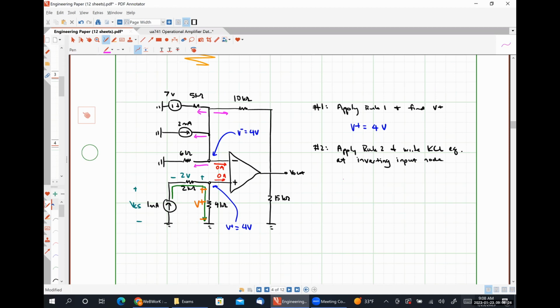So that's going to look like 4 volts over 6 kiloohms minus 2 milliamps plus 4 volts minus 7 volts over 5 kiloohms plus 4 volts minus V out over 10 kiloohms is equal to 0. So the equation is much messier, but it's still a one equation, one unknown system for our calculator to solve. Which brings us to our third step.